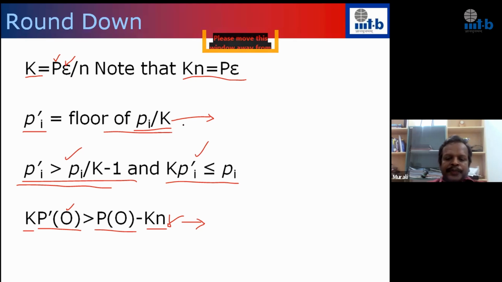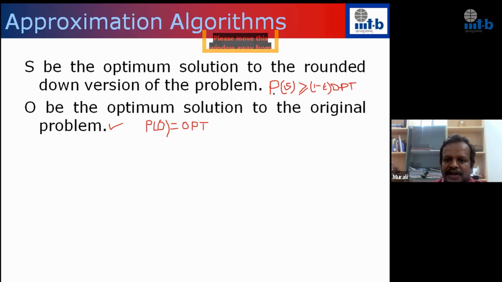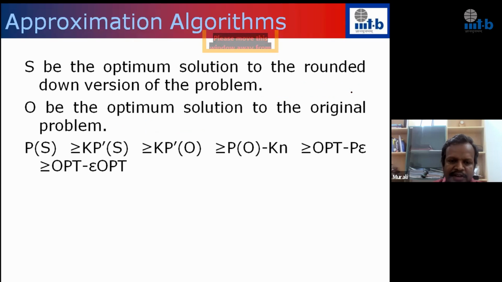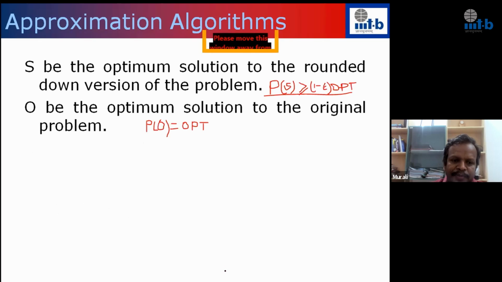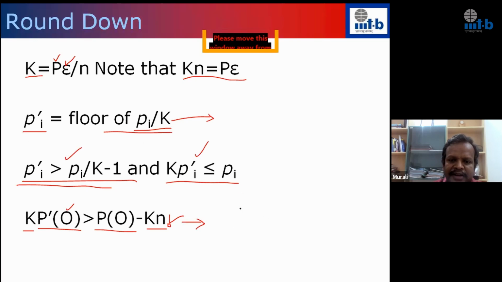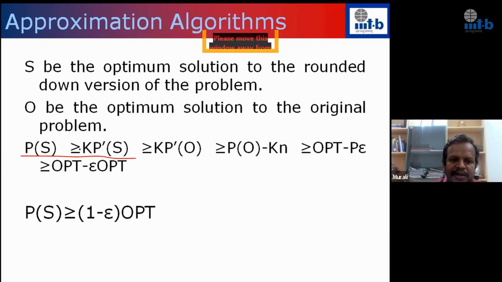Okay, so now we want to show the rest of the proof. Okay, so let's just pay attention. So the P of S that I have will be greater than K times P dash of S. What is P of S? P of S by definition is the sum of the profits of the items in S. Okay, so now each P of I will be greater than K times P dash of I. Okay, so using this part of the equation, what you get is that P of S will be greater than K times P dash of S.